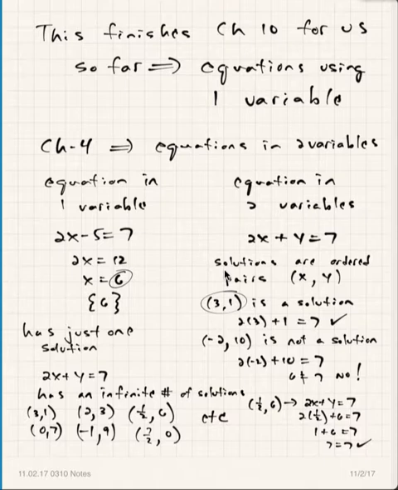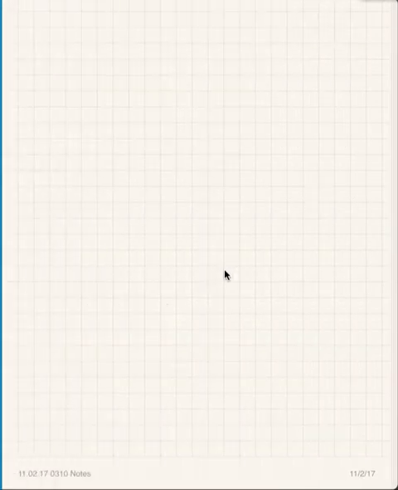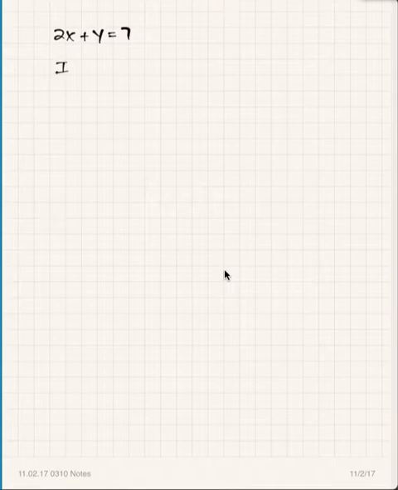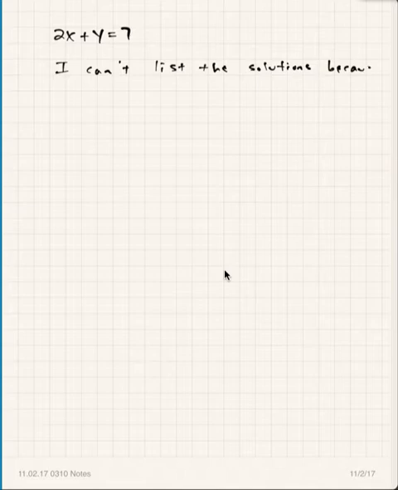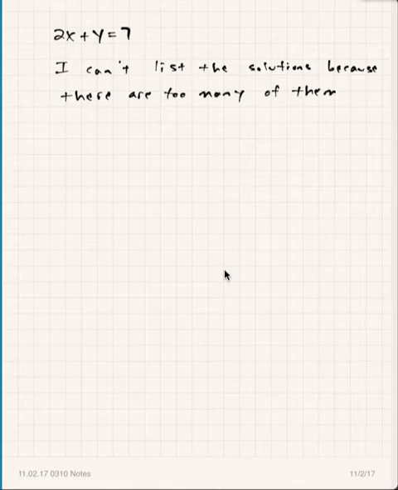So to show someone the solutions to an equation like 2x plus y equals 7, I can't just list all these solutions, because there are too many of them. It has literally an infinite number of solutions. And so because it is an infinite number of solutions and you can't list them, if you were going to show somebody the solution set to this equation, then what do you do? So we draw a picture of the solution set instead.